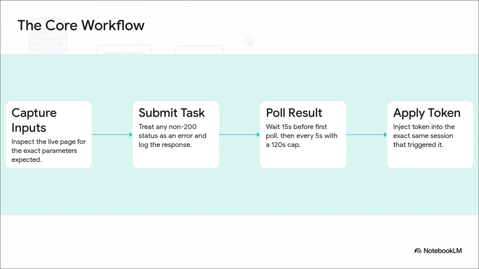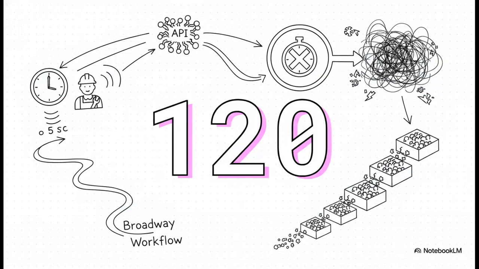Actually, let's zoom in on the timing of that polling step, because it's a huge trap for a lot of teams. So, the crucial point is exactly how you manage that polling timing. The magic number here is 120. Here's the rhythm. You want to wait 15 seconds before the very first poll, then poll every 5 seconds after that. But, and this is a big but, you must implement a hard cap of 120 seconds per task.